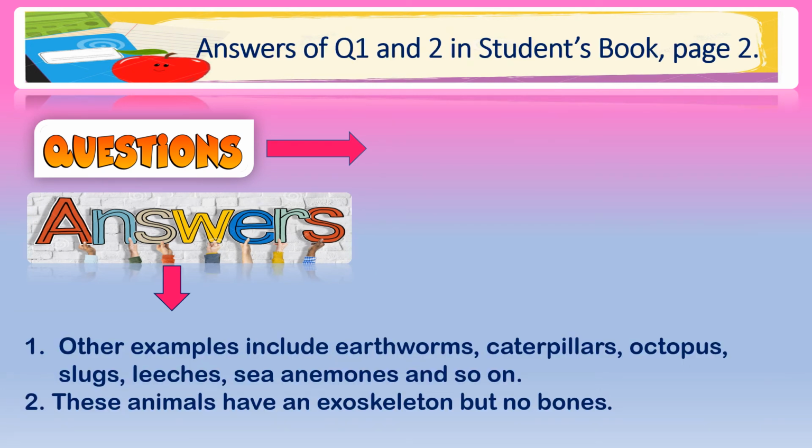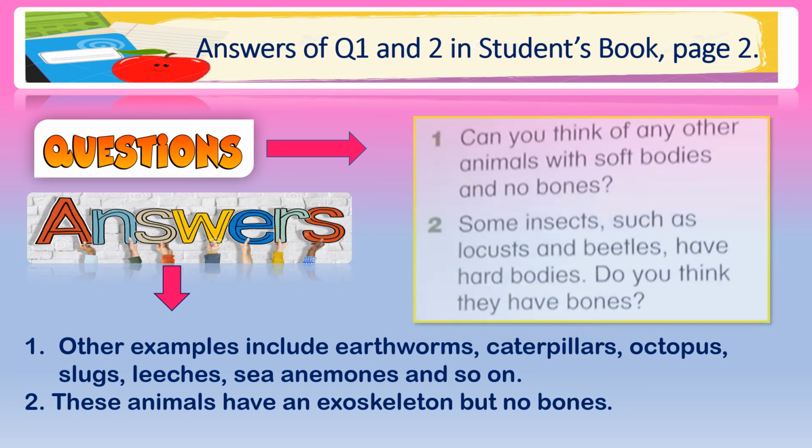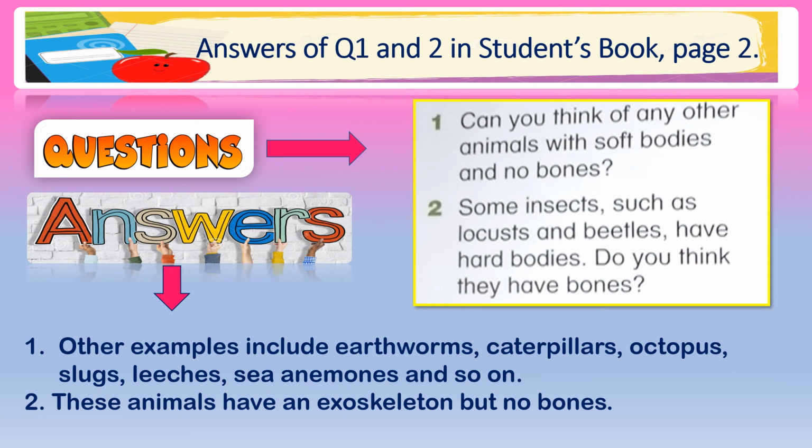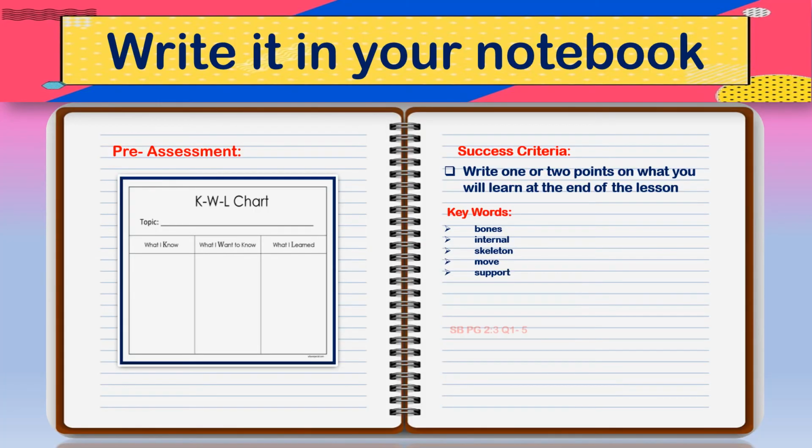These are the answers of question 1 and 2 in student book, page number 2. So you're going to write these answers on your notebook. So write SB, page number 2 to 3, and question 1 to 5.